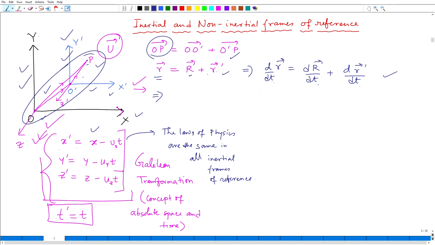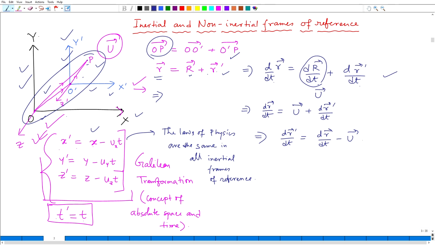Okay. And if I now say that this one is u, that is the velocity of the primed reference frame with respect to the unprimed reference frame, then of course, we can say that dr vector dt is nothing but u plus dr prime dt, and then you can simply say that my dr prime dt is equal to dr dt minus u. Okay.